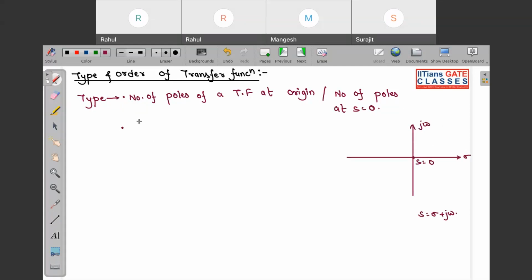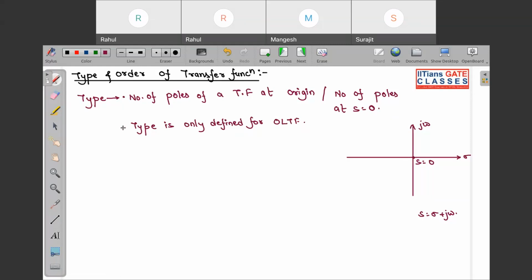And one more important point, type is only defined for OLTF. Even if they ask you what is the type of the closed loop system, you should say the type of the OLTF for the corresponding CLTF. Okay, so type is only defined for OLTF, type is not defined for CLTF.